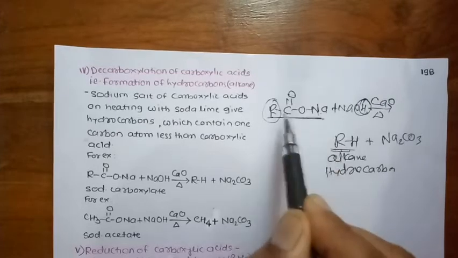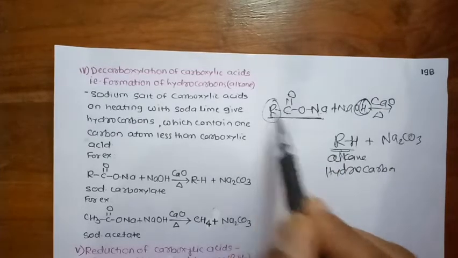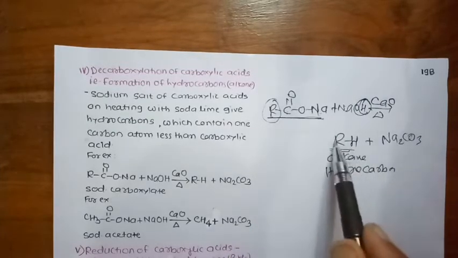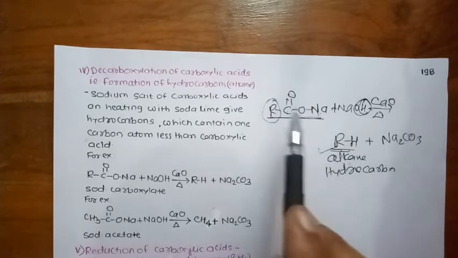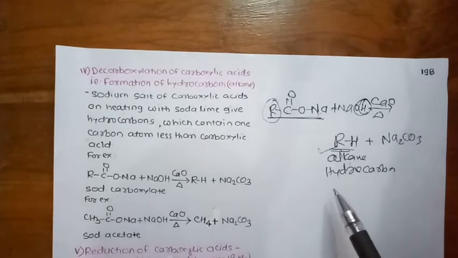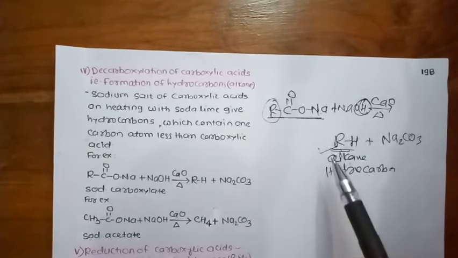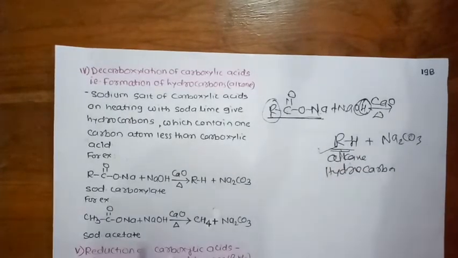Suppose this carboxylic acid salt contains 2 carbon atoms, there is 1 carbon atom less in this hydrocarbon. Here it contains only 1 carbon atom. That is the characteristic feature of this reaction. The obtained product contains 1 carbon atom less than that of the salt of carboxylic acid. Here is one more example, as this is a general reaction.